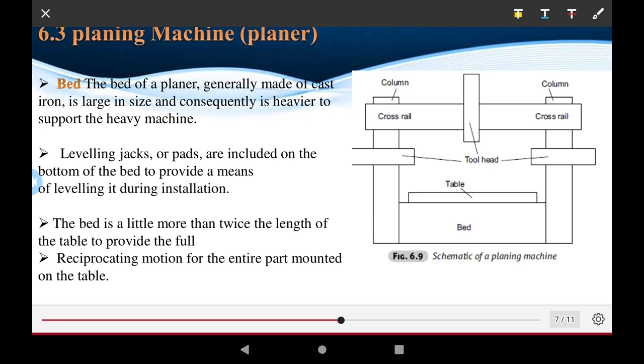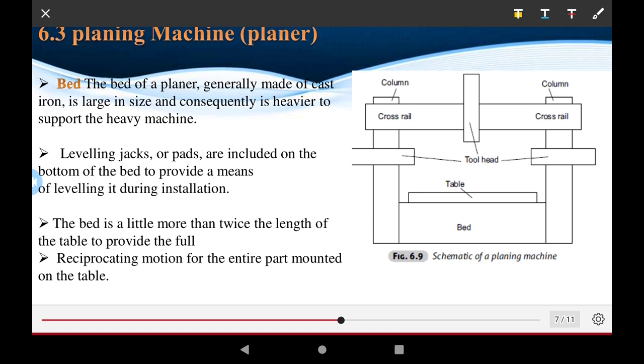Planing machines and the planer bed. The bed of the planer, generally made of cast iron, is large in size and heavy to support the heavy machine. This is a very heavy machine, used for automobile components, and these are the very tools used for the machine.